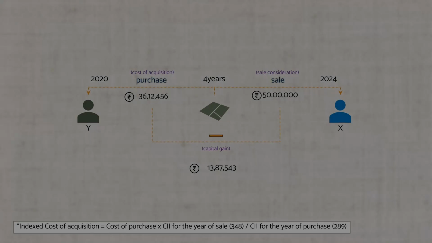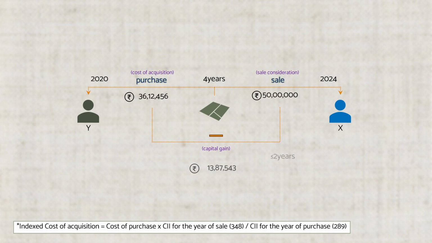Now coming back to the scenario, the crux here is if you sell this land within 2 years, then the capital gain would be rupees 20 lakh. But if you sell it after 2 years, in this scenario, the capital gain can reduce to rupees 13.87 lakh. This is how sale of immovable properties is taxed in income tax law.